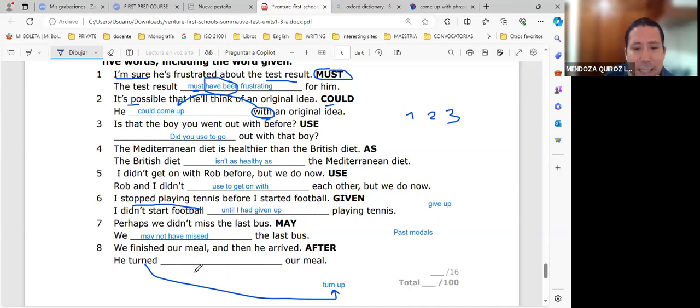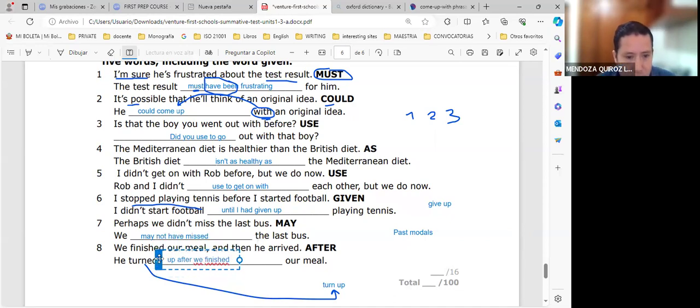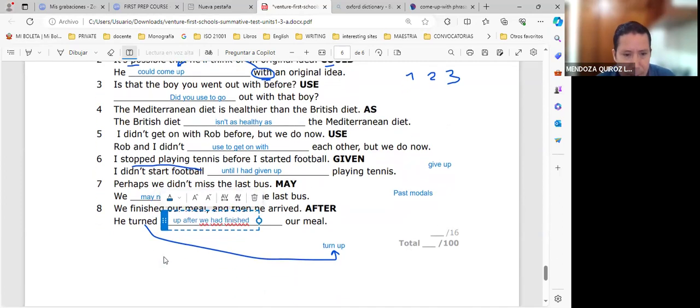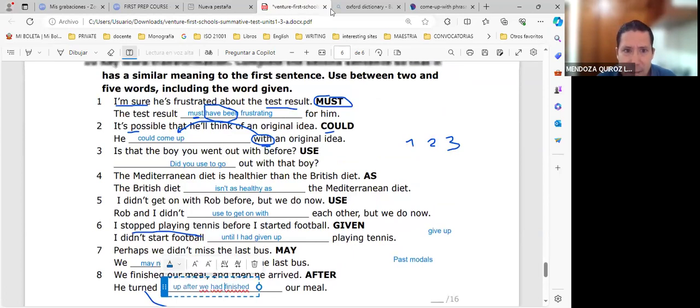It says we finished our meal and then he arrived. He turned up after we finished. Nice. We finished. He turned up after we finished. Yeah, or you can also say after we had finished. That's another possibility. That's perfect as well. And that's pretty much it.